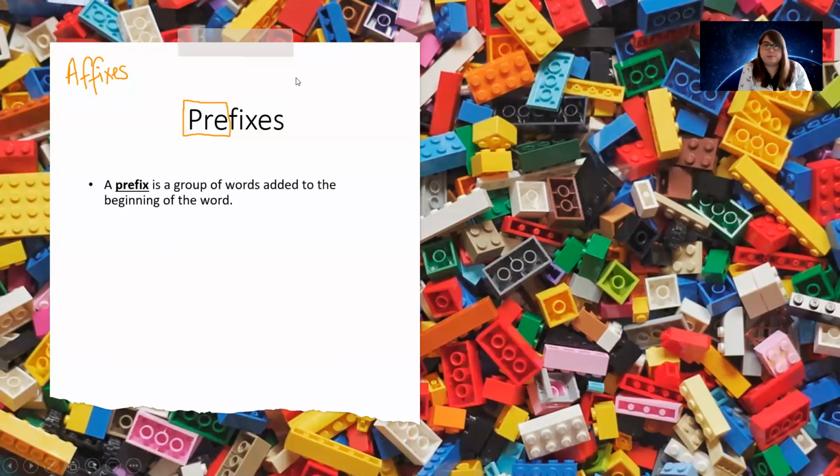Now, a prefix is a group of letters. Oops, I see that says words there. It is a group of letters that is added to the beginning of a word. And this is our definition here for prefix, a group of letters added to the beginning of the word. So we want to go ahead and make sure we're adding this to our vocabulary tracker. So prefixes come at the beginning.